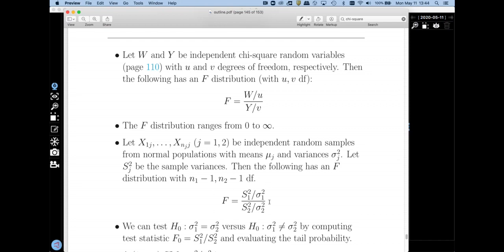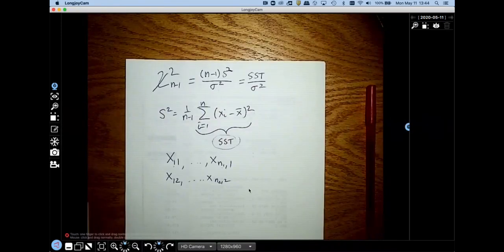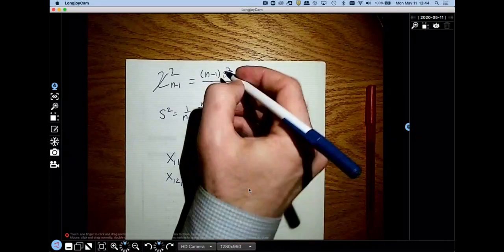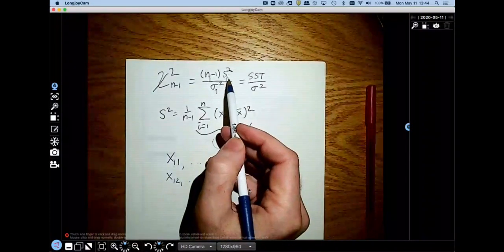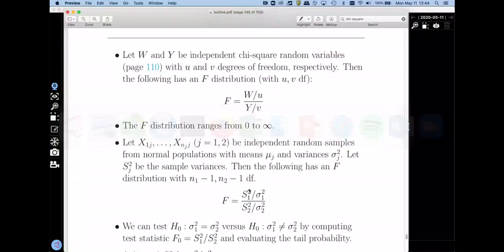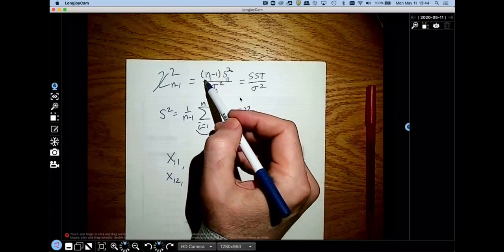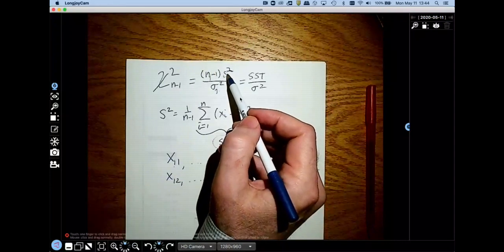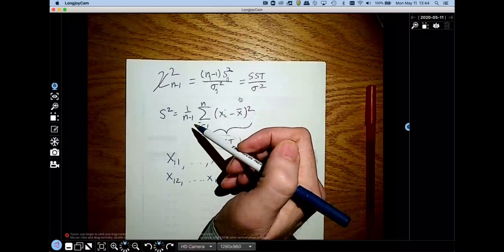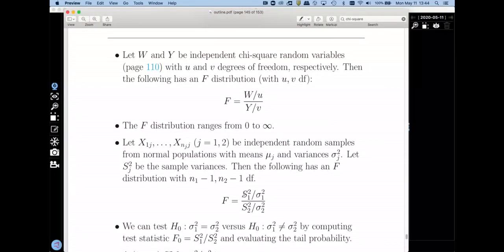So why is that? Well, it comes back to this definition that I gave you. So let's just add a subscript j to everything. And what is an F distribution? Well, I take a chi-square and divide by the degrees of freedom. If I divide by the degrees of freedom, that nj minus 1 goes away. So I'm just left with the sample variance over the population variance. And so this is a chi-square, and the bottom part is also a chi-square.